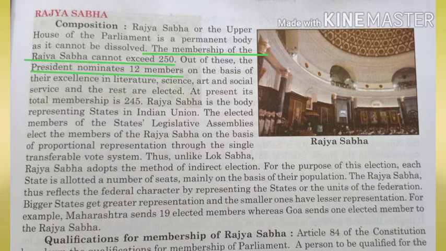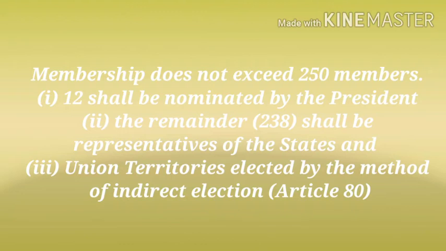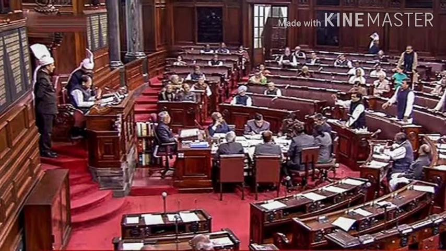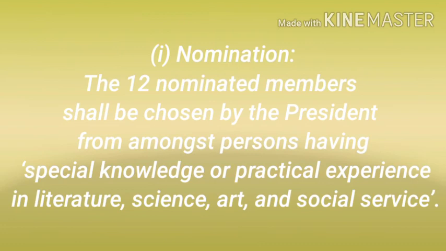The Council of States shall be composed of not more than 250 members, of whom 12 shall be nominated by the President, and the remainder, that is 238 members, shall be representatives of the states and the Union territories, elected by the method of indirect election, according to Article 80 of the Indian Constitution. We can further understand better the composition of the Rajya Sabha by understanding these three areas. The first one is the nomination by the President.